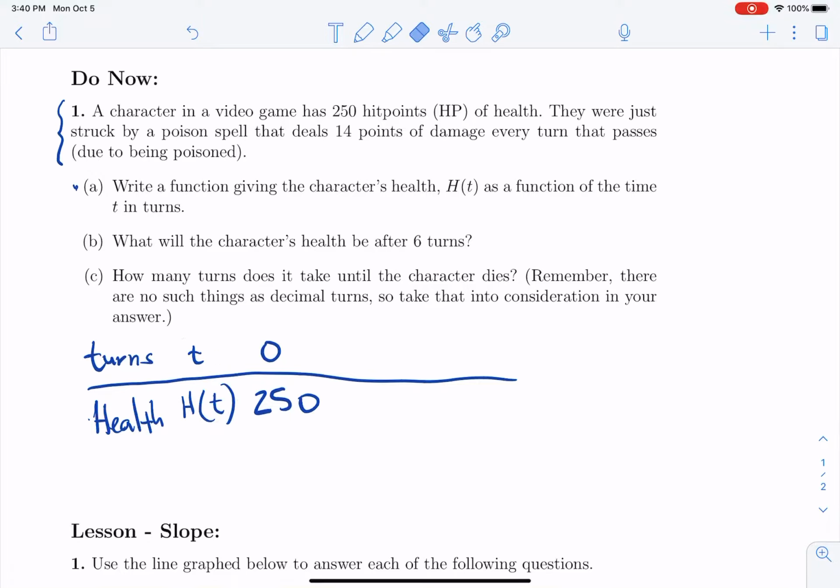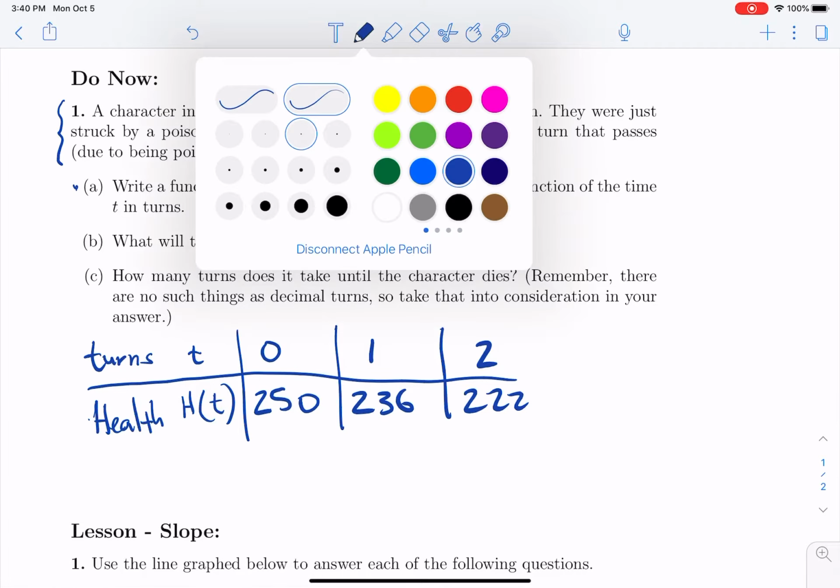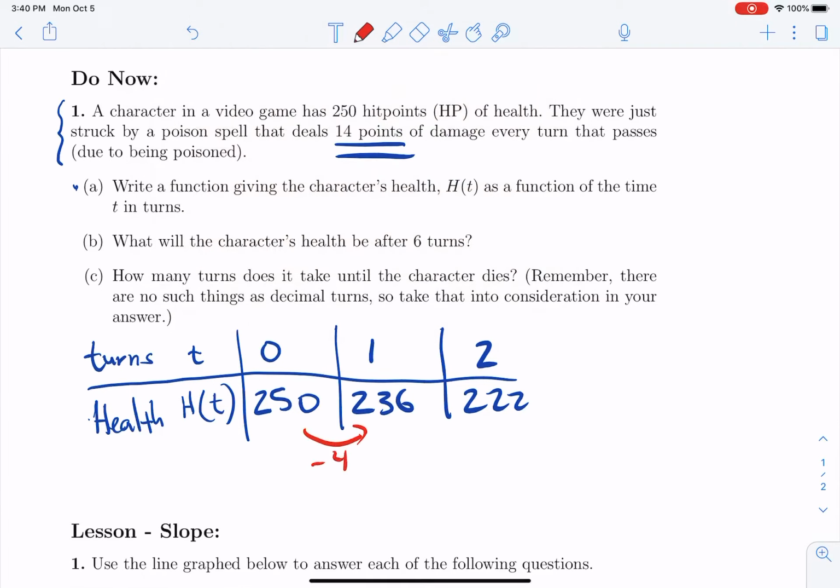All right, so after one turn, how many health points do I lose? Yep, 14 points. So after one turn, I have 236 health points left. What happens after 2 turns? Well, after 2 turns, I would have 14 less than that, so 222 health points. Okay, so we should start to see our pattern here that we're losing 14 points every turn.